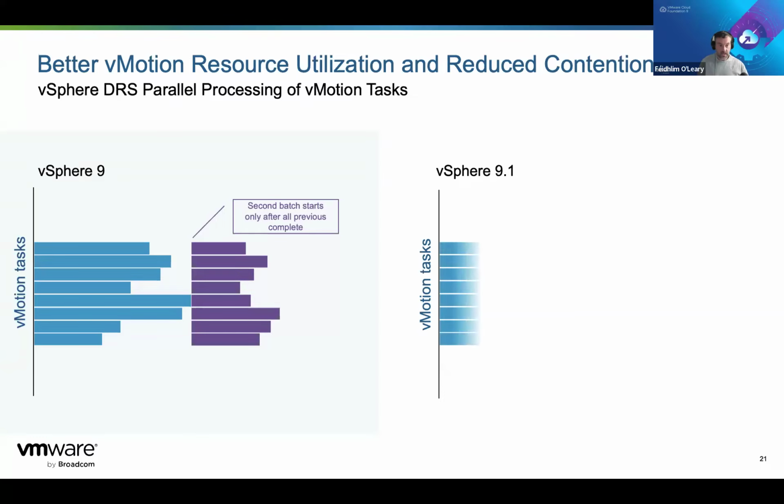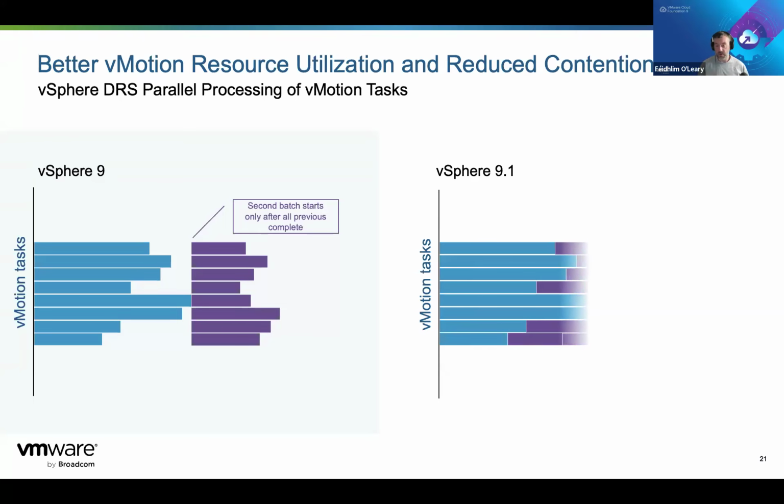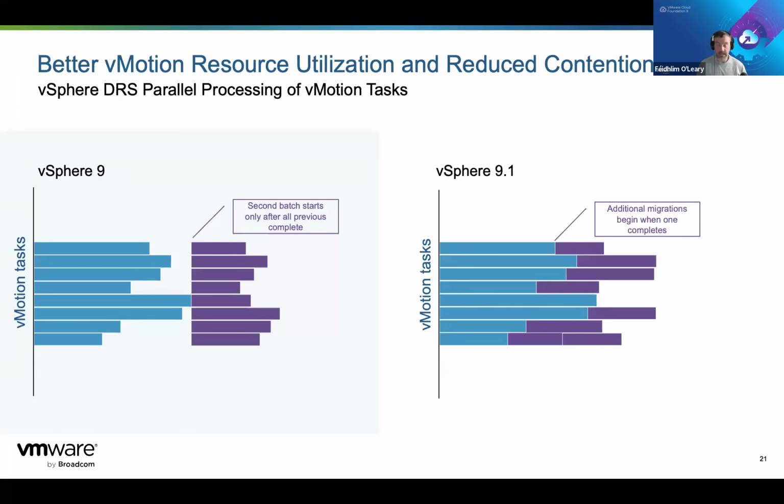Whereas in vSphere 9, as soon as one vMotion task has completed, another one will slot in and take its place, and we'll just keep rolling through them. So it's much more efficient. There's better resource utilization, and overall it should reduce the time to completion for these large scale batch vMotions.